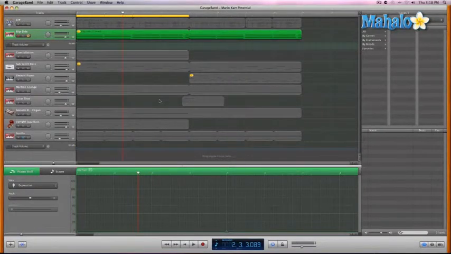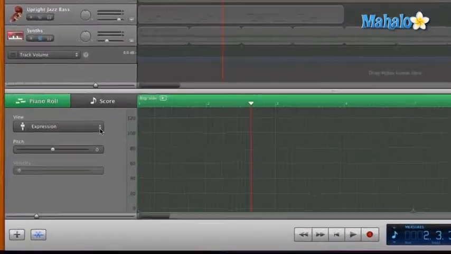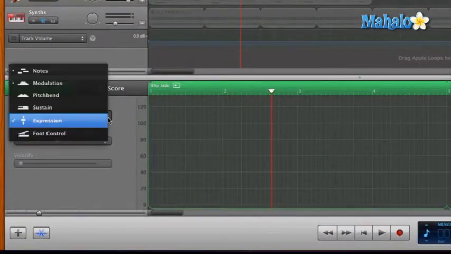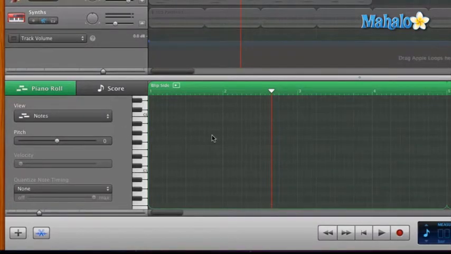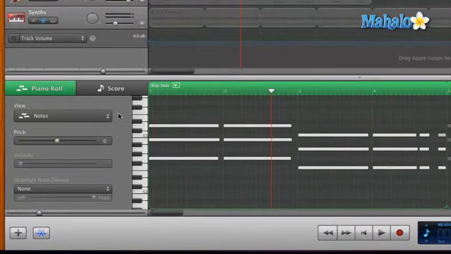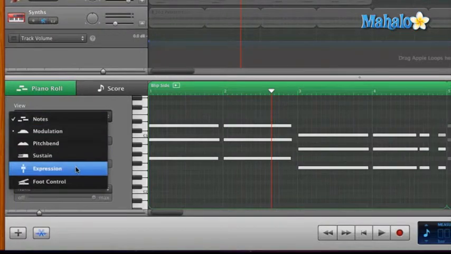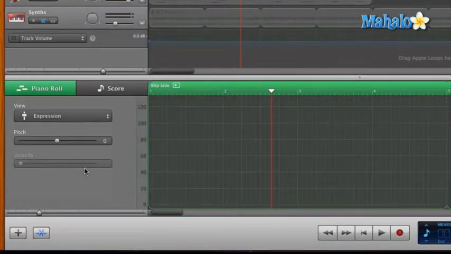So if you don't know how to get to expression, all you have to do is click on these down arrows once again. Usually you're going to come from the notes. Where are the notes? There they are. You just click on the down arrow and head down to expression. There you go. And it gives us the graph.